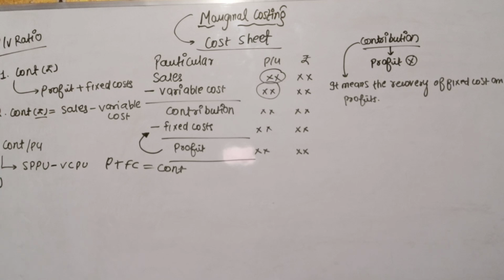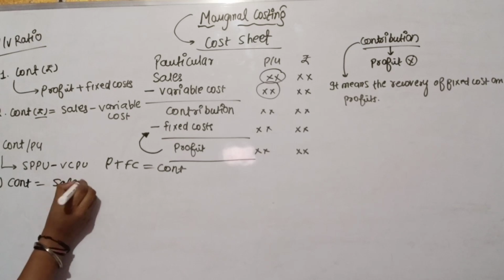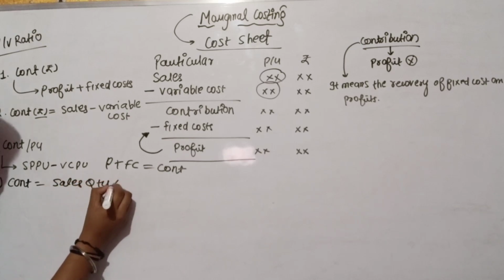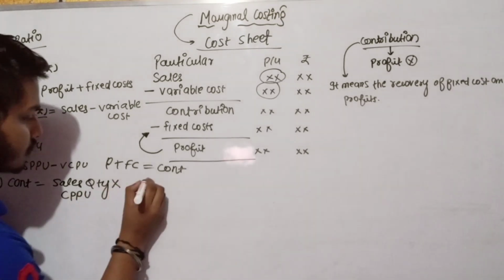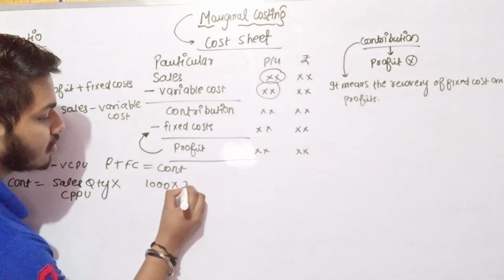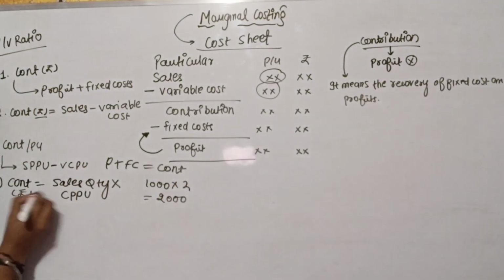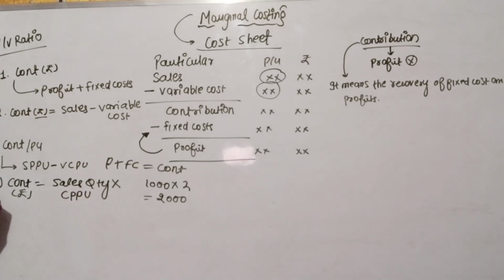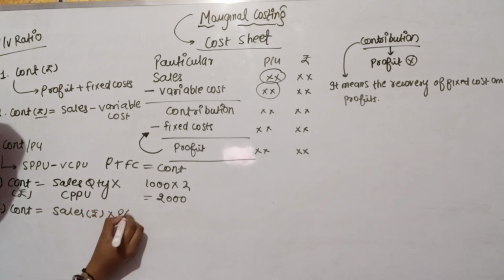Now the fourth formula is very easy. Contribution equals sales quantity multiplied by contribution per unit. Suppose that sales quantity is 1000 and contribution per unit is 2. Then the contribution in rupees will be 2000. Like this I can derive this formula. And the fifth formula, which will correlate us with PV ratio, is contribution equals sales rupees multiplied by PV ratio.